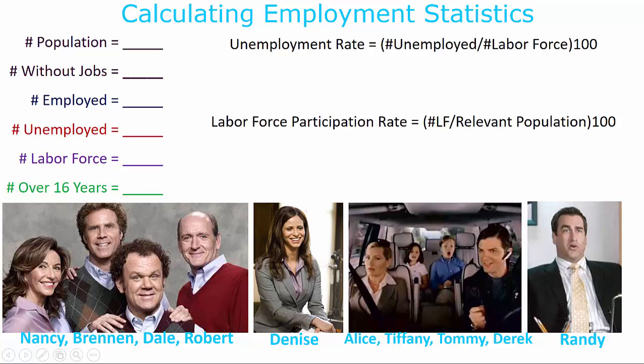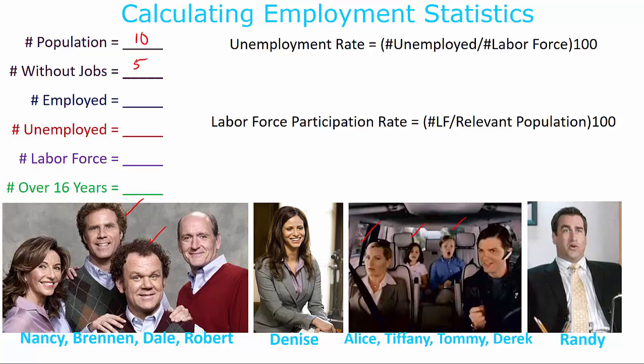Let's go ahead and calculate. We got Nancy, Brennan, Dale, Robert, there's 4, Denise is 5, and then we got Derek and his family, that's another 4, so 9, and then Randy is 10. So our population's 10. Now let's look at who doesn't have a job. I'm not asking who is unemployed, just who doesn't have a job. The ones without jobs are going to be Brennan, Dale. Alice is a housewife or homemaker. Tiffany's a little kid, and so is Tommy. So we have 5 people without jobs.